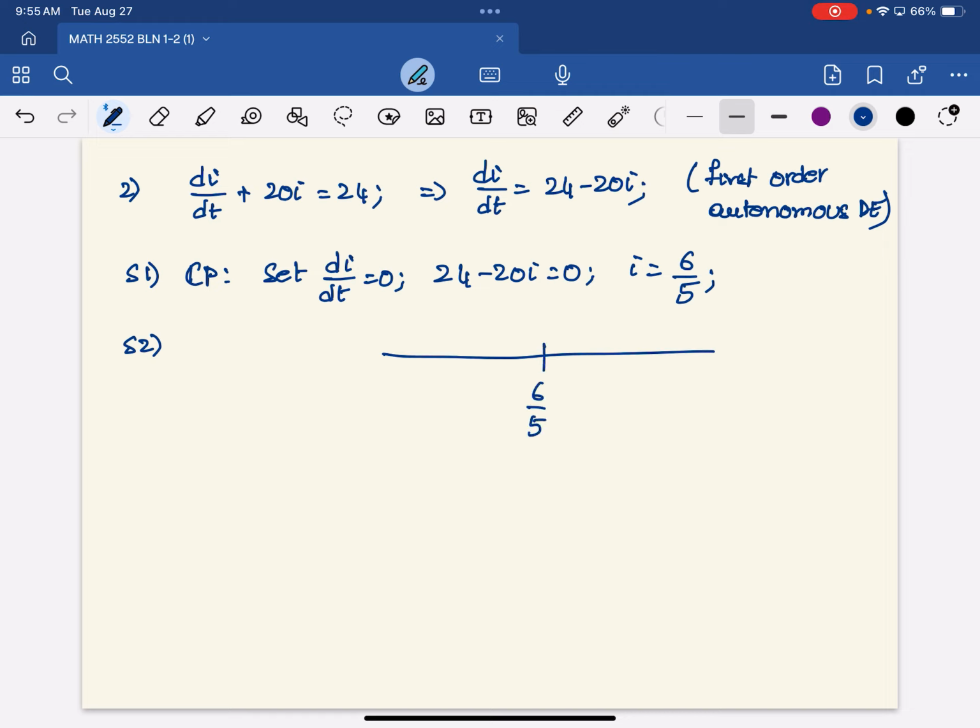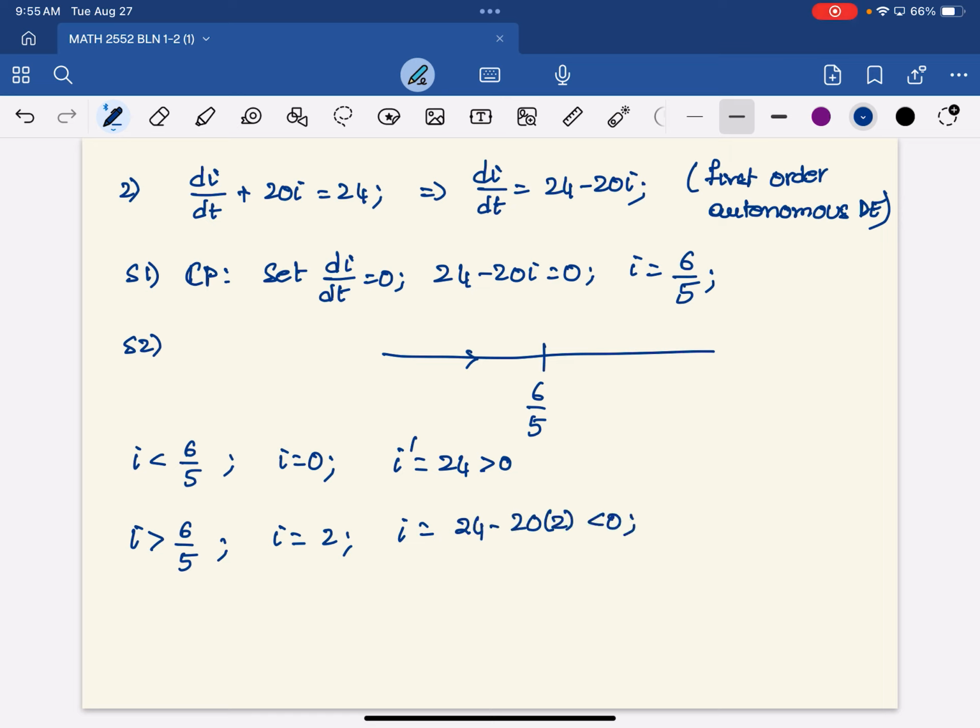So if you pick I less than 6/5, which value should I pick? Okay, I equals 0, no current in the circuit, then you will get that I prime is going to be 24. So that's positive, so it's increasing. So you would put an arrow like that, right? And when I is bigger than 6/5, what value of I do you want to pick? 2. Then I prime is going to be 24 minus 20 times 2. So that's going to be negative, so the current in the circuit is decreasing. So you would draw a phase line like that.